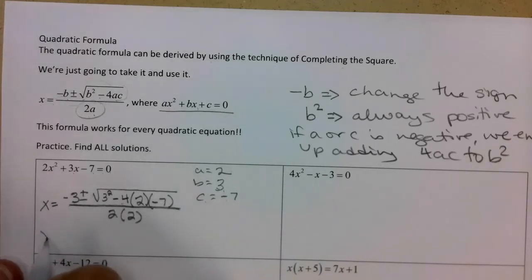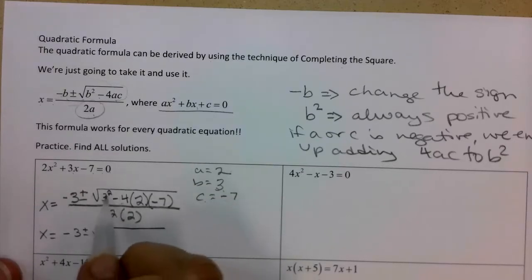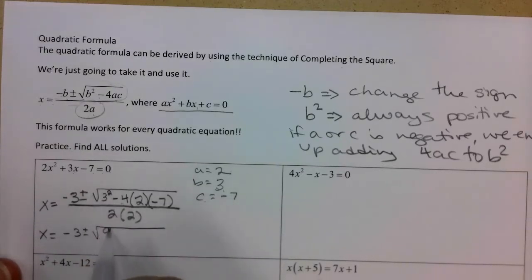Okay. So what are we going to get? x equals negative 3 plus or minus the square root. So b squared, 3 squared is 9. Now here's where I have my c was negative, so when it multiplies the negative 4, I'm actually going to add that last term. So plus, I have 4 times 2 times 7, that's 8 times 7, so plus 56. And then 2 times 2 is 4.